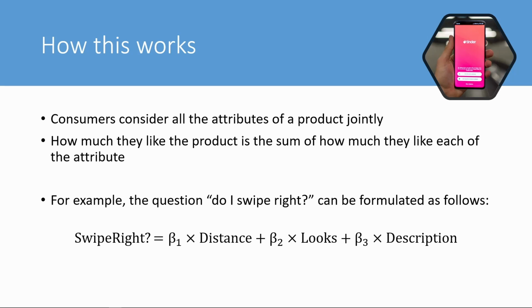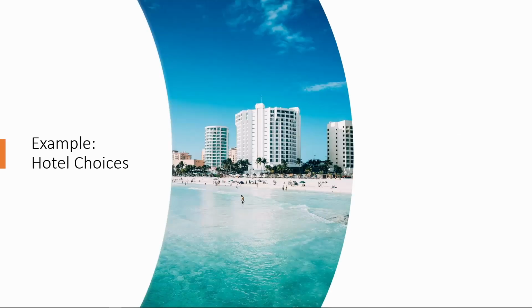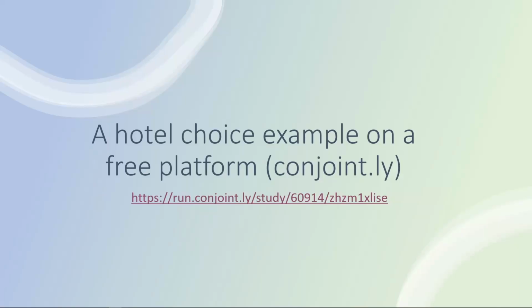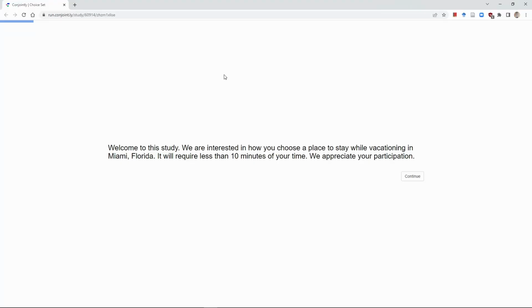Next, let me give you a more full-fledged example. The example here is the choice of a hotel in Miami. And I have already created an interface for this example on a free platform called Conjointly. Let me show you how the data collection works. And then we will talk about the outputs. Clicking on the link here. And this is what you see.